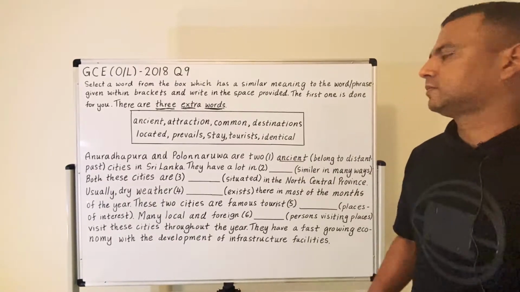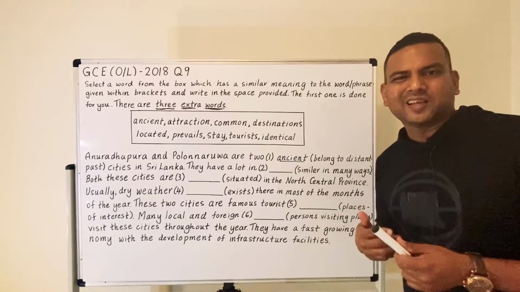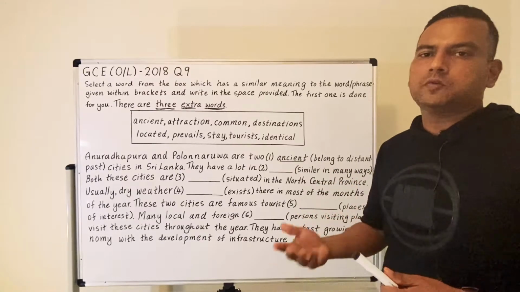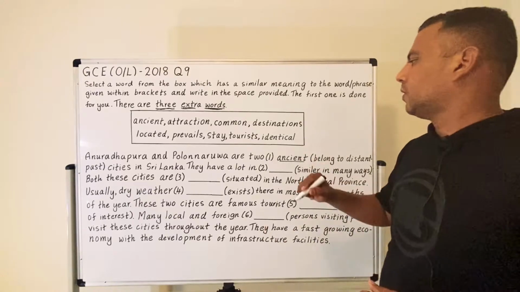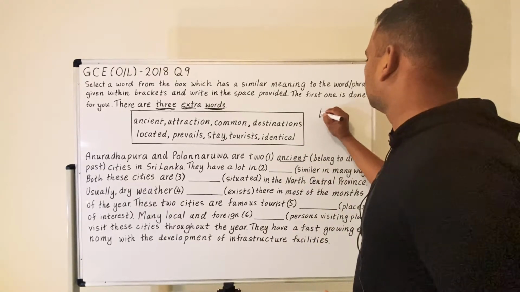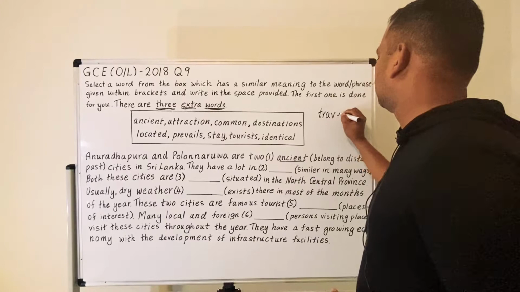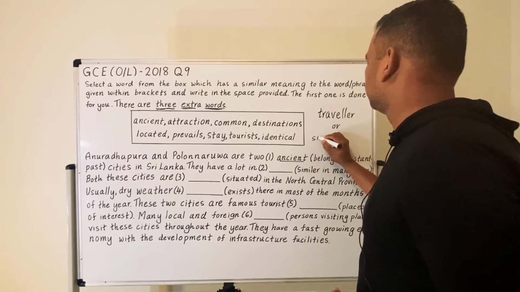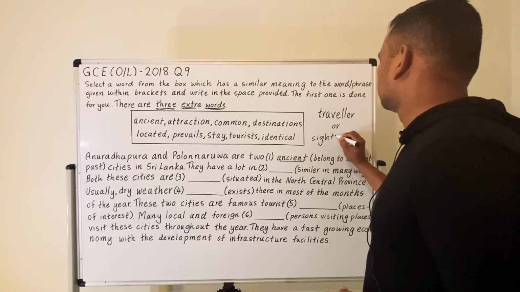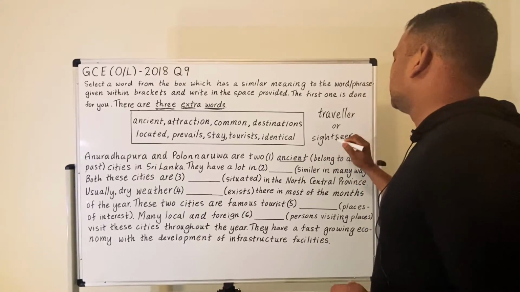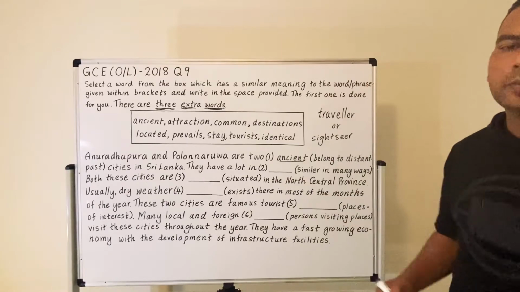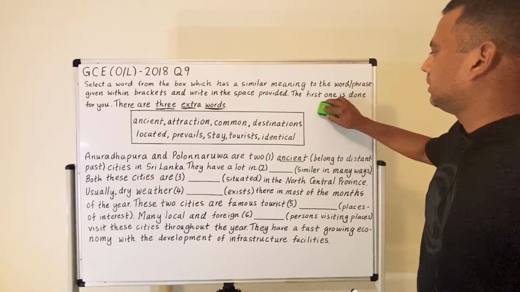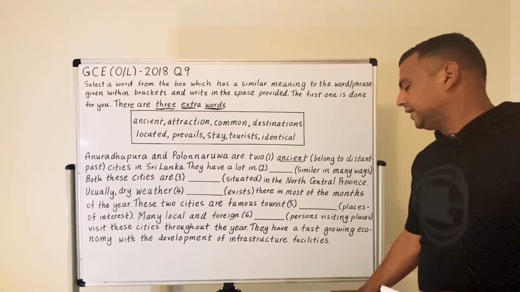Then tourist. What do you understand by tourist? Tourist is like a traveler, or like someone who goes from place to place. So tourist, we can say traveler or sightseer. So that means like a person who goes from place to place. And then we come to the last word, identical.